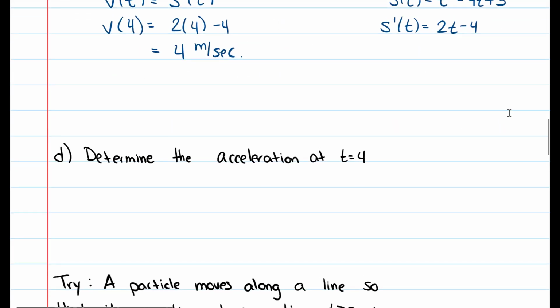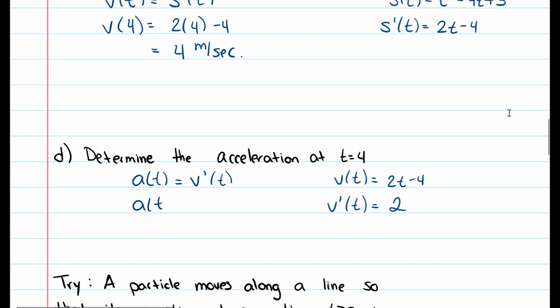And now I want to determine the acceleration at t = 4. Recall that acceleration is given as the derivative of velocity. I know my velocity function is 2t - 4, so the derivative of that is just 2.